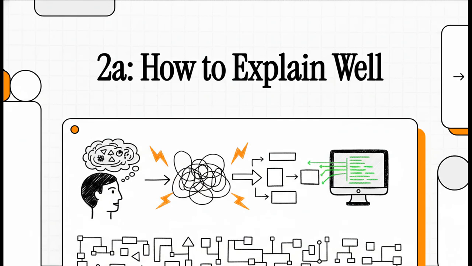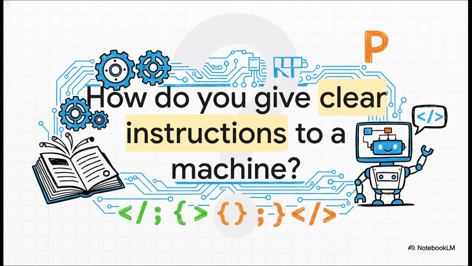You know how it is, right? You try to explain something to someone and they just get it completely wrong. We've all been there. But what if that someone was a computer? Because they're incredibly powerful, but they take everything you say literally. So, how do you explain your ideas to a machine with perfect, absolute clarity? And that is the heart of programming.